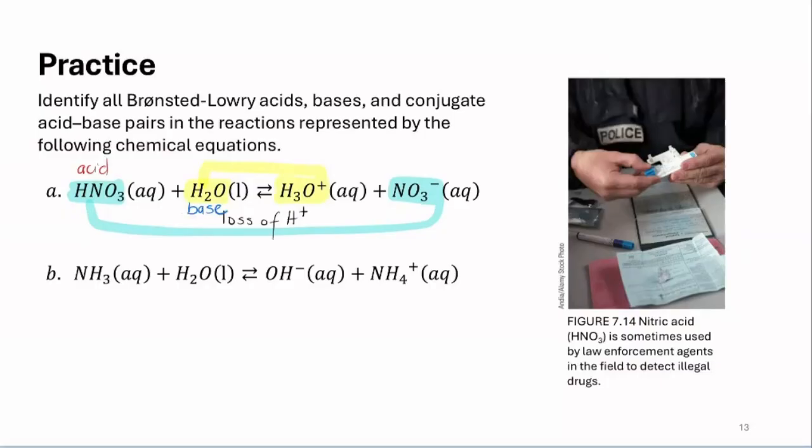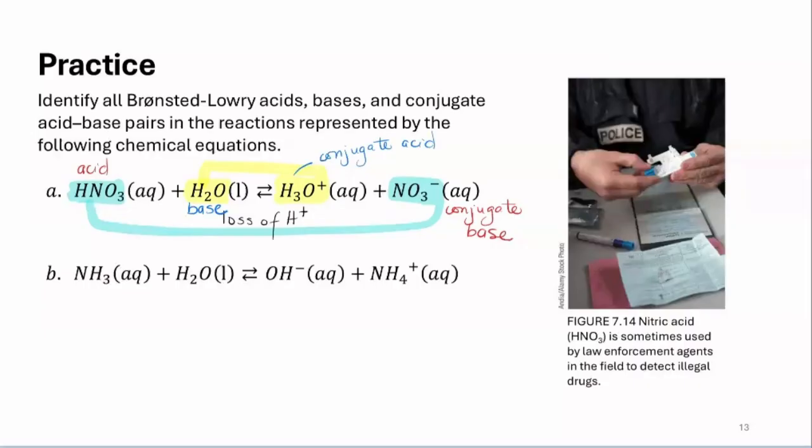When it comes to the products of the reactions, remember that the substance that is produced in the product from the acid, that is known as the conjugate base, and the substance that is produced from the base accepting the proton is known as conjugate acid.